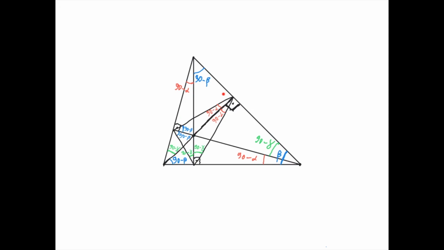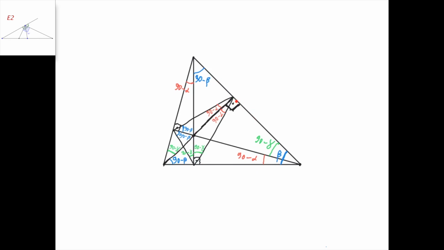And same thing for here. This line is an external angle bisector of this angle. And this line is an external angle bisector of this angle. And so for this triangle, these are the internal bisectors, and these are the external bisectors.